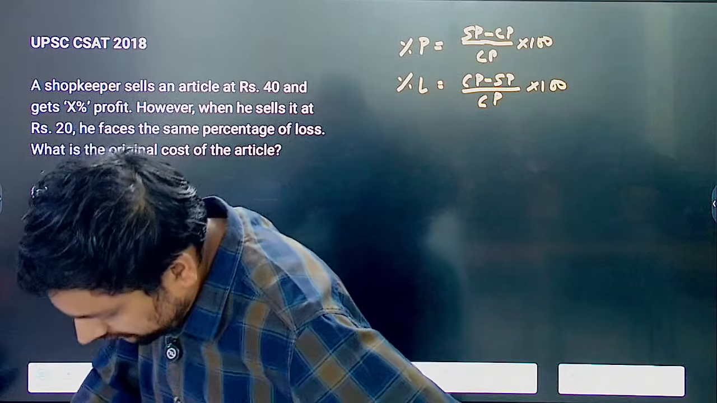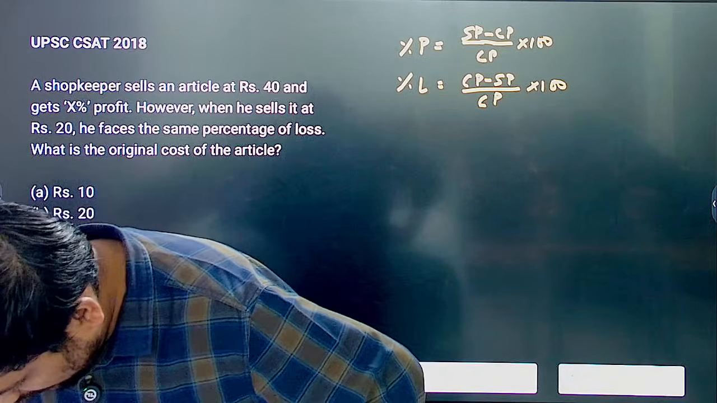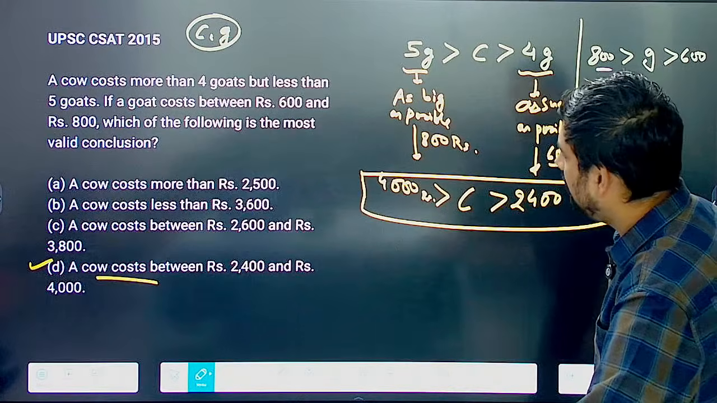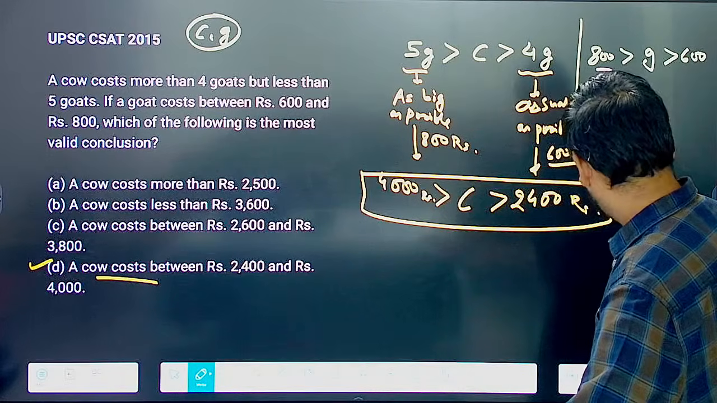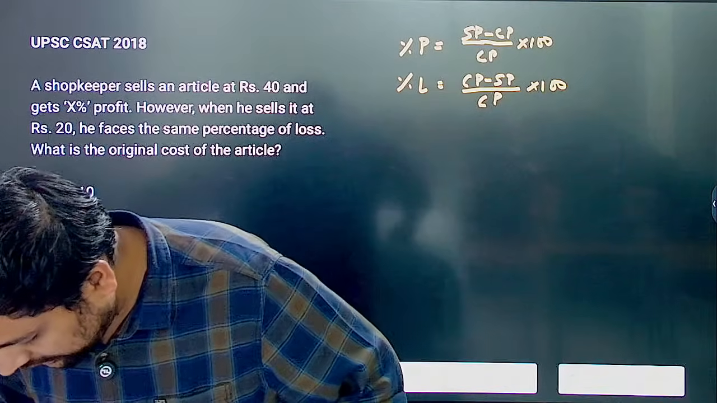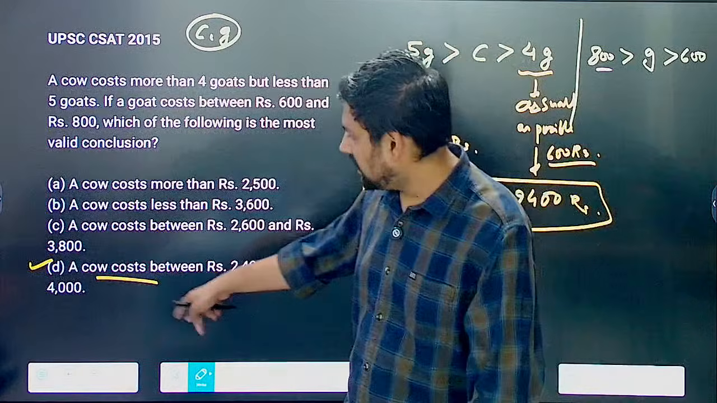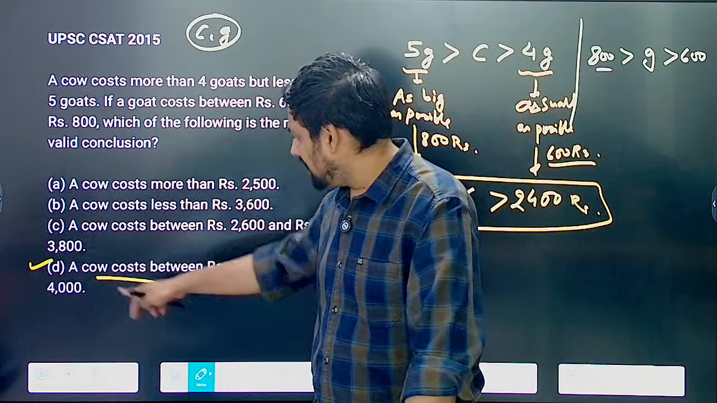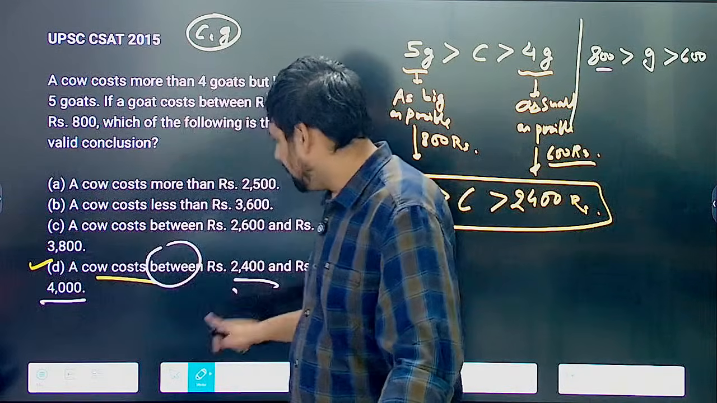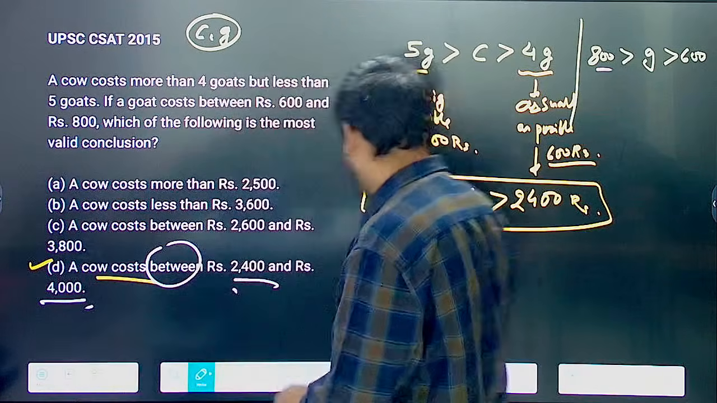Sir, Q less than 5, so can we take 5? Q is less than 5. Oh, you are saying that it is not strictly less than. Okay, so the thing is that it is talking to you about the range. That's why in the option it also says a cow costs between 2400 and 4000. So that means 2400 and 4000 are not included. It is somewhere in between. That's why this range is correct. Okay.